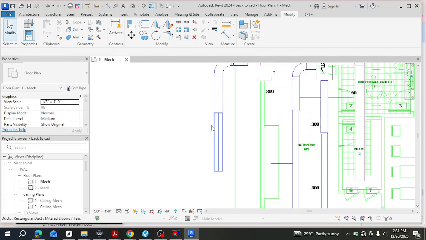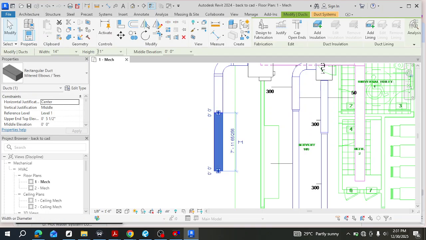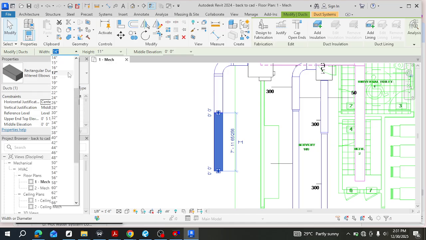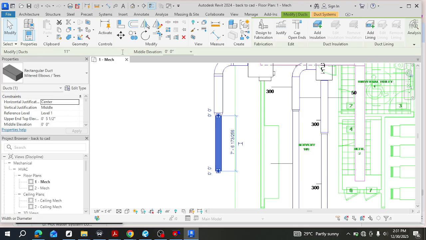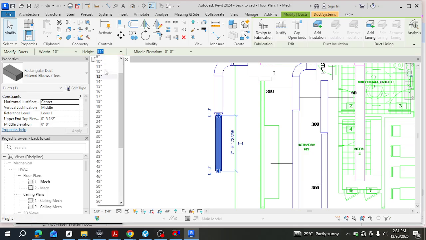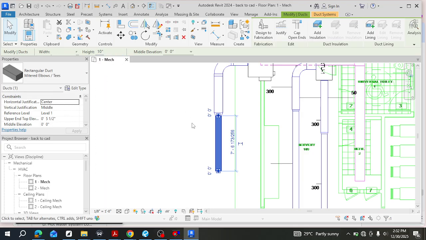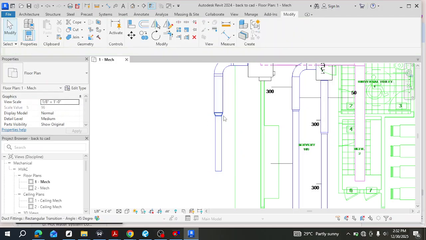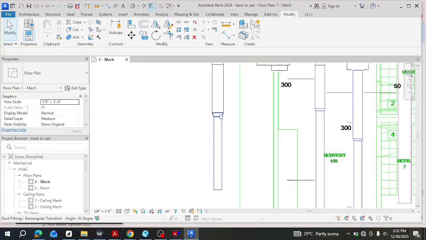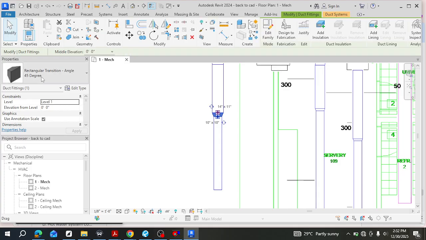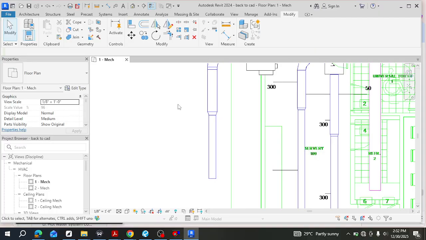Okay, so now escape. I'll reduce this. Select the, I want it to be a smaller duct. This is the automatic distance. I want to maybe say 10 by 10. That's what this is now. This is a transition, and it automatically gives you a degree, a transition basically.